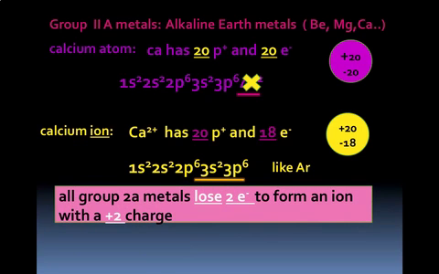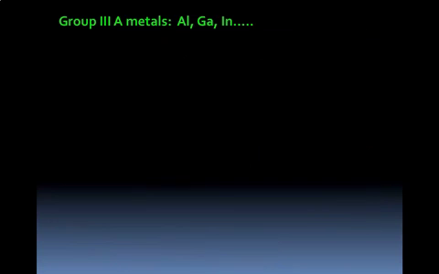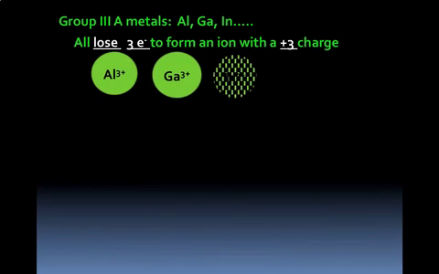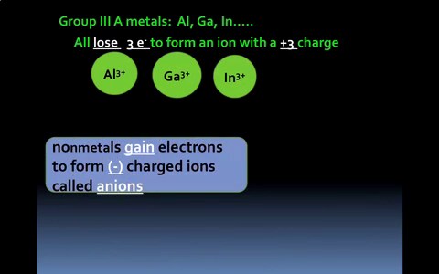So all the group 2A metals are going to lose 2 electrons to form an ion, and they'll have a +2 charge, like magnesium +2. Now you do have to include the number at this point because it's not just 1. Calcium +2, barium +2. Okay, the group 3A metals: we're going to skip the shorter section in the periodic table and go to the next tall column, which starts with boron and aluminum. These follow the same pattern. They will all lose 3 electrons to form an ion with a +3 charge. So aluminum +3, gallium +3, indium +3, and so on.